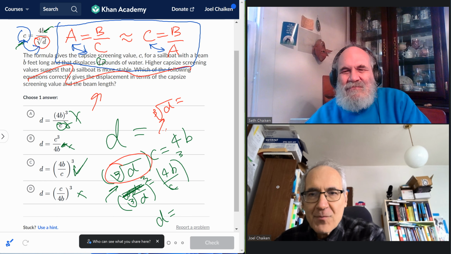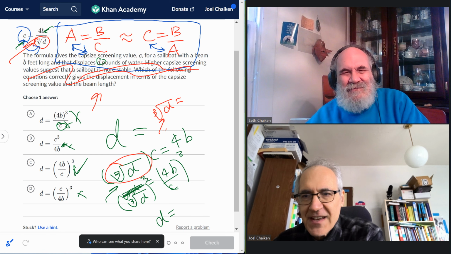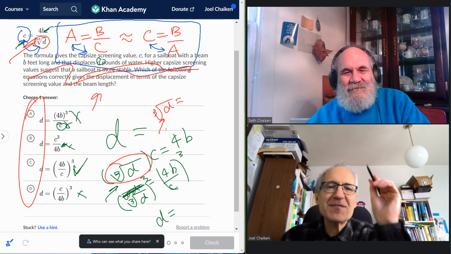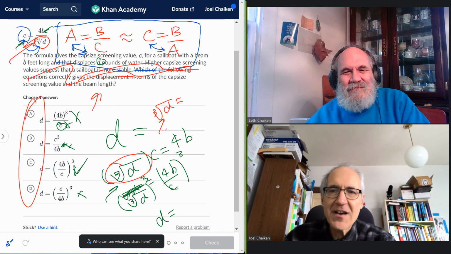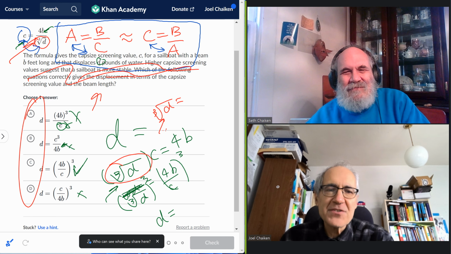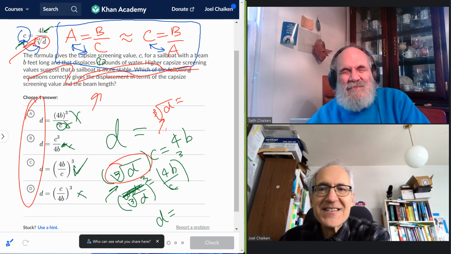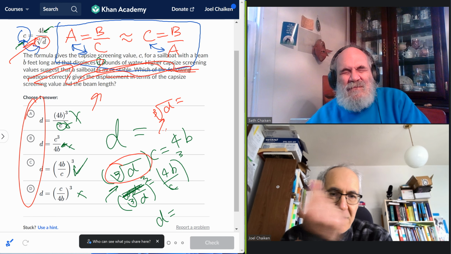You don't really have to waste your time reading this thing. You just look at it and realize, oh, this is that little problem. I couldn't care less about "a higher capsize screening value suggests the sailboat is more stable." That's a total waste of time to read. So you're using the skills, and enough fluency in this type of question means you don't have to waste your time reading this thing. You just solve for D. Period. Out of here. I agree.